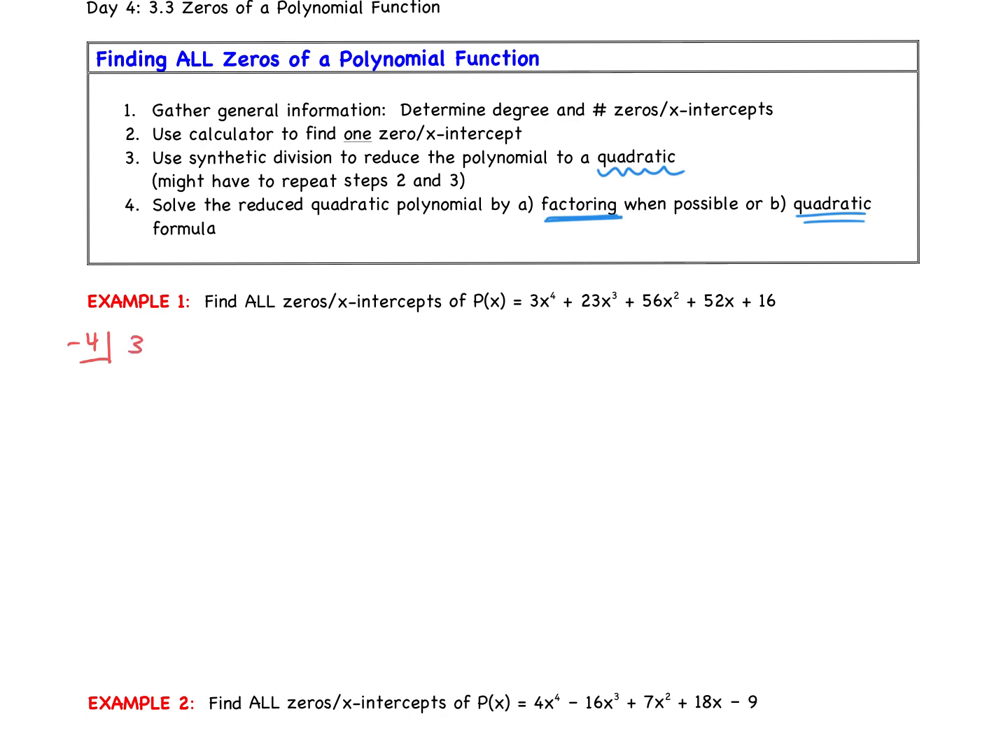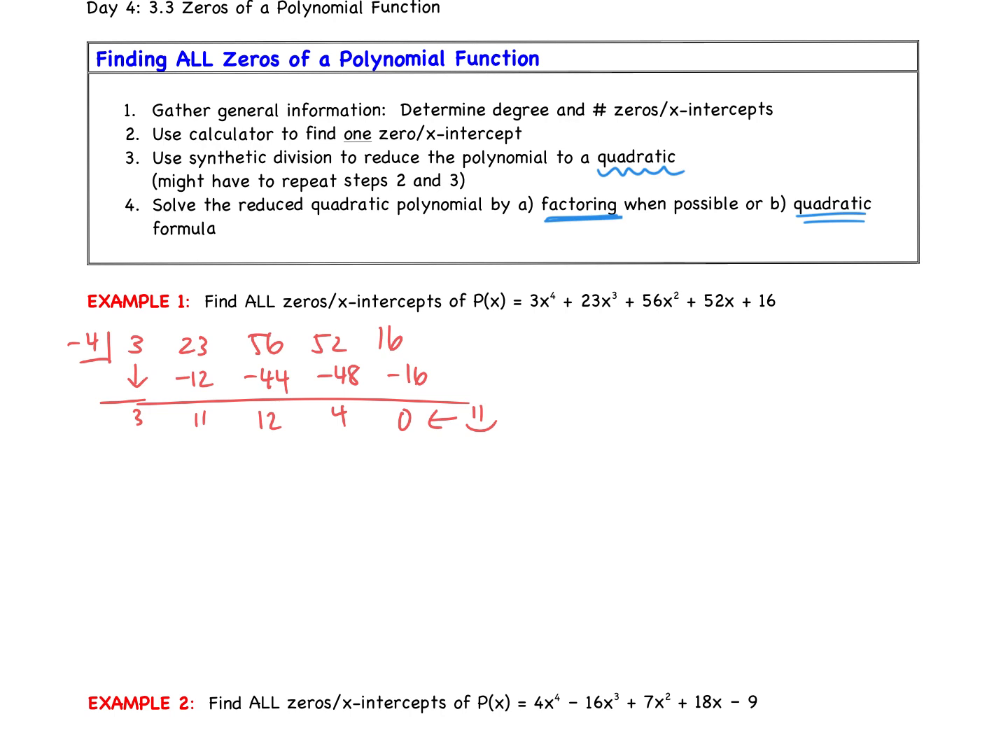So we have our 3, 23, 56, 52, and 16. That gives us -12, 11, -44, and 12, -48, and 4, -16, and 0. So we do in fact get a remainder of 0. That's great. That was the first few steps.